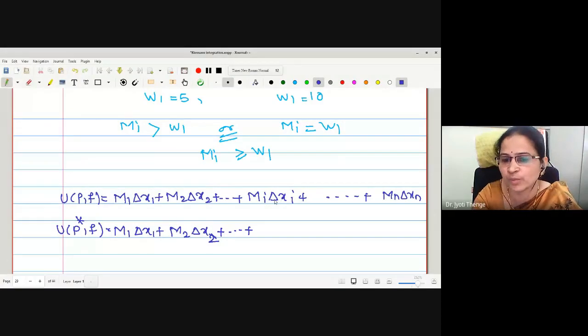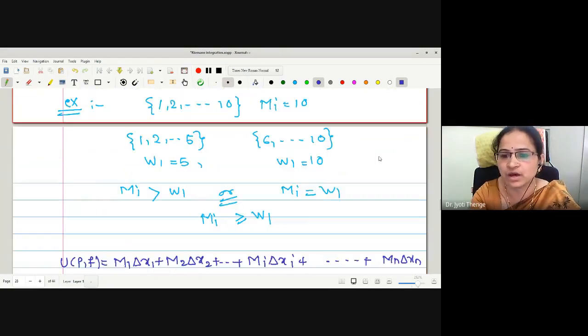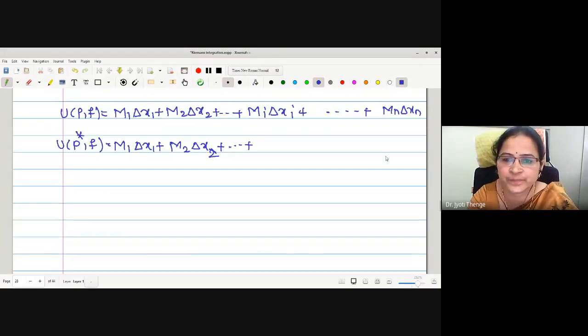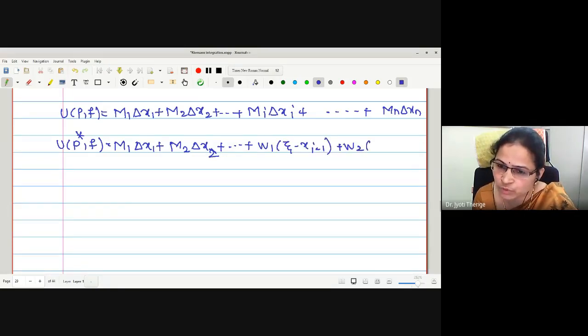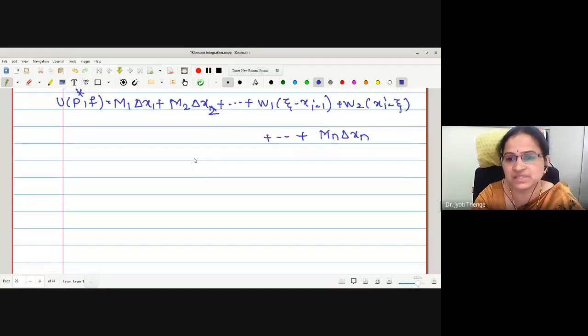No problem for the write the subinterval now. Instead of mi delta xi, we have to write w1 into length of subinterval plus w2 into length of subinterval. Therefore, this is w1 into zeta minus xi minus 1 plus w2 into xi minus zeta, and continue till the last subinterval mn delta xn. Okay, very similar to the previous statement.